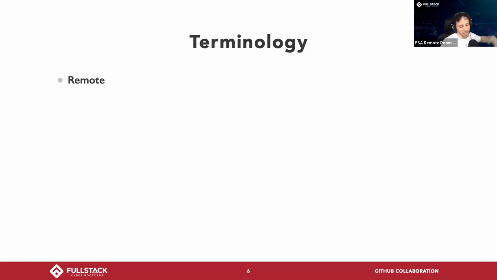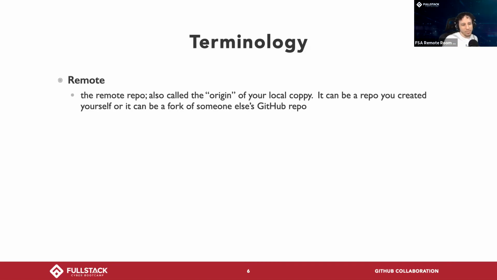Okay, so here's the terminology I need you all to know. We have remote, right? You should all be already familiar with this when we're talking about the remote repository. The other term you'll see is sometimes called the origin. It's like where you get your local copy from. And you can fork it, or it can be from someone else's GitHub repo. You have local. This is going to be the repo that's on your local computer.